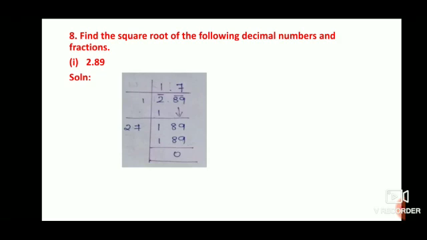2.89. 1 ones are 1. So remaining 1. So get down the 89. So 189. 1 plus 1, 2. 27 into 7 is 189. Remaining balance is 0. So the answer is 1.7. Root of 2.89 is equal to 1.7.